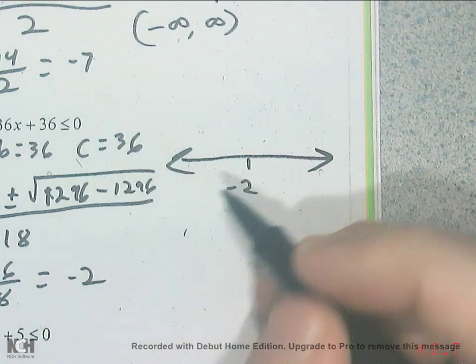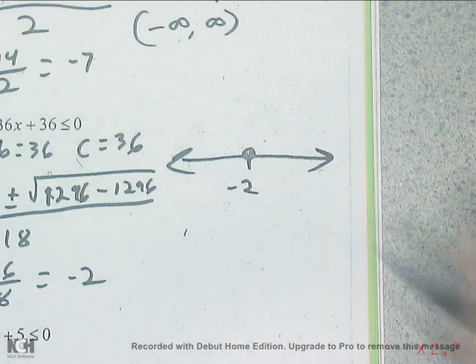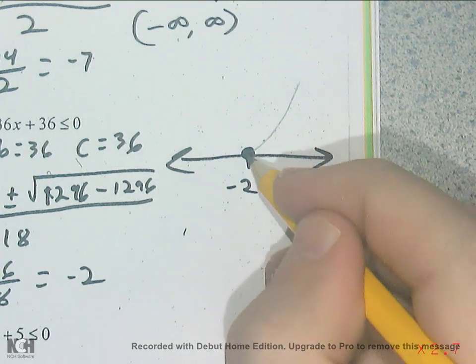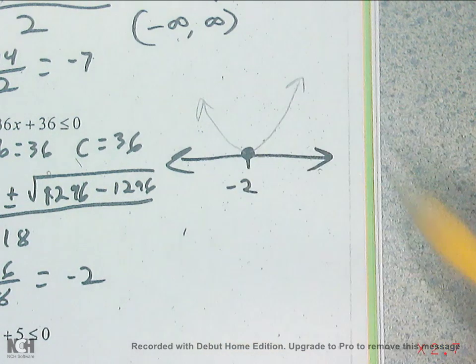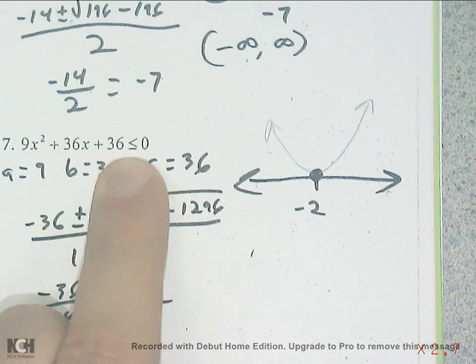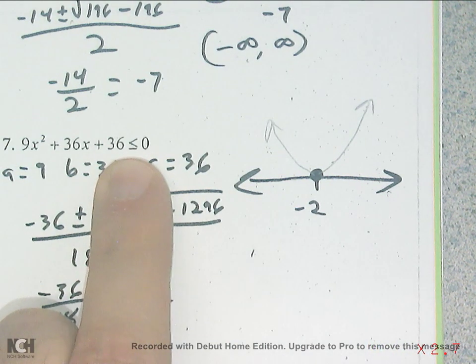Negative 2, it's equal to 0, so it would be a closed circle. Again, A is positive, so it's going to be opening up like this. Well, the thing that's different about this versus the last one is it is wanting everything that is less than or equal to 0.